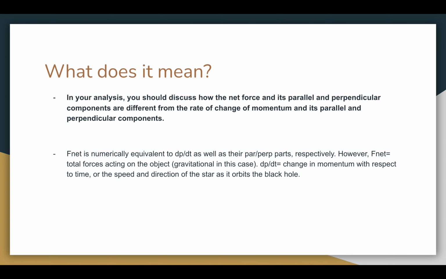This lab assumes that by the momentum principle, the net force is equal to the change in momentum over time, and that the net force in the parallel and perpendicular directions is equal to dp dt in the parallel and perpendicular directions, respectively. Though these values are numerically the same, they do not necessarily mean the same things. Net force total, parallel and perpendicular, is representative of all the forces acting on the star, the forces acting on the star in the parallel direction, and the forces acting on the star in the perpendicular direction, respectively, whereas the change in momentum with respect to time is consistent with the speed and direction of the star as it orbits the black hole. Therefore, quantitatively, these values are equivalent, but qualitatively, they do not mean the same thing.